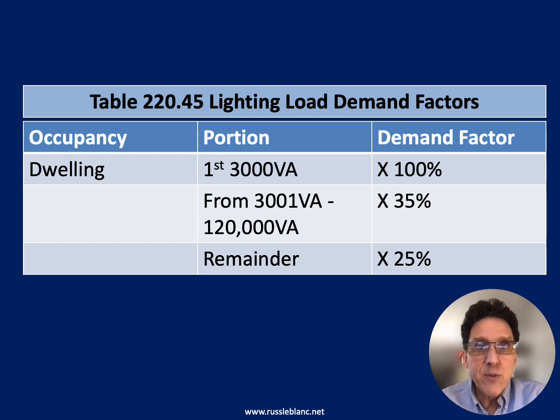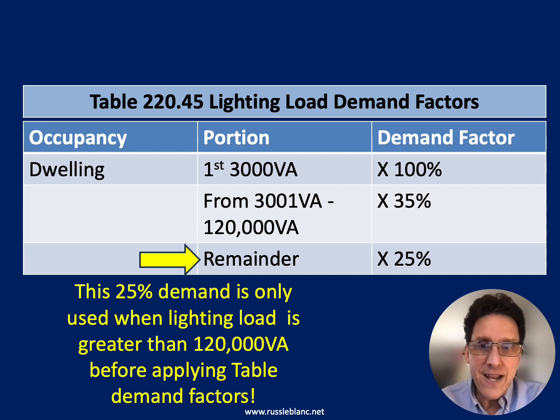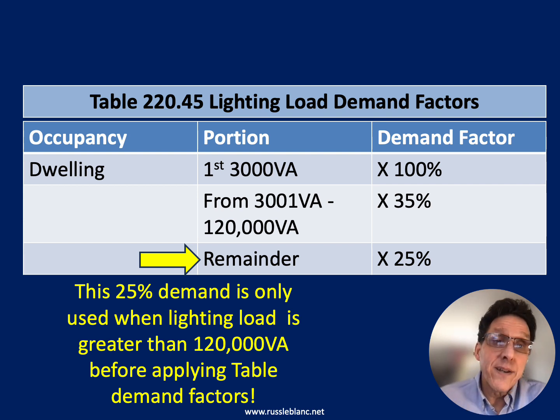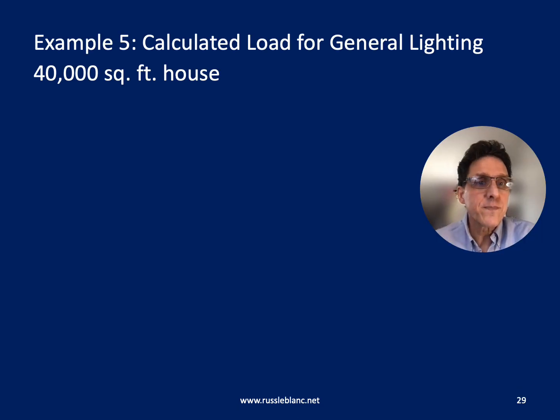Okay, let's talk about that third portion again. If we take a look at the table 220.45, again, that third portion is only applicable when the lighting load, or the combined lighting load plus small appliance and laundry, is greater than 120,000 volt amps. All right, so let's see how that's going to work out.